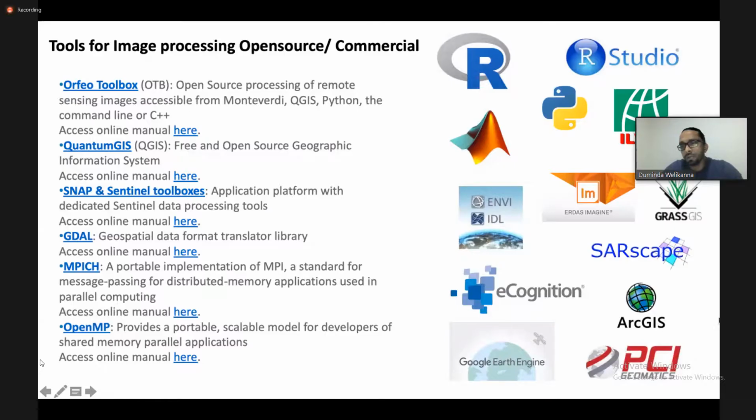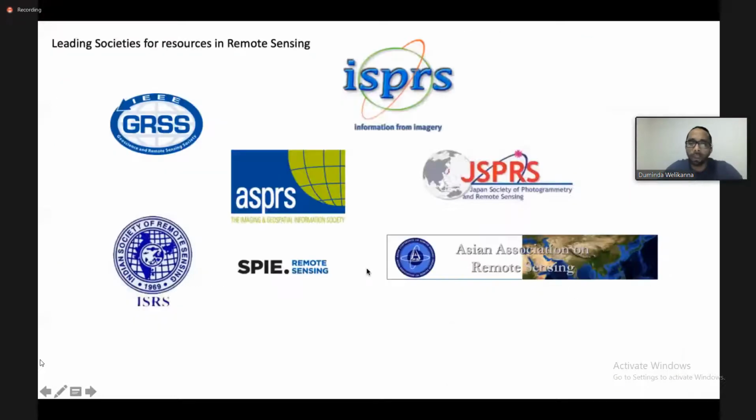There are a lot of tools, as I have summarized here, in order to do them, right? Most of them you know. So these are leading commercial and open source environments that you can use in order to do what I said: classification, fusion, segmentation, change detection, mainly. And also, if you want to advance studies, you can use them. And these are the societies for remote sensing. ISPRS is the leading society for photogrammetry and remote sensing in the world.